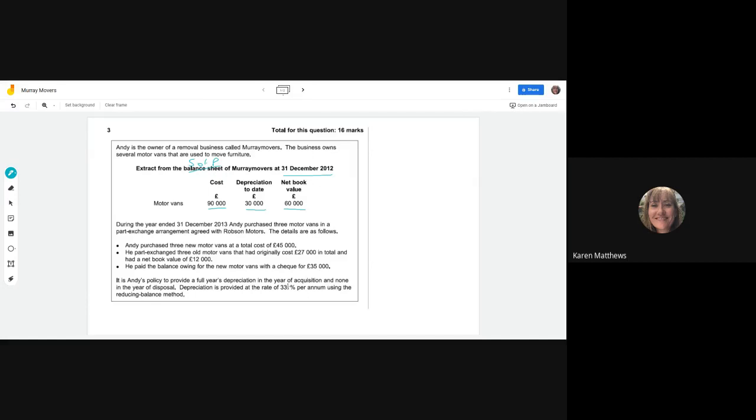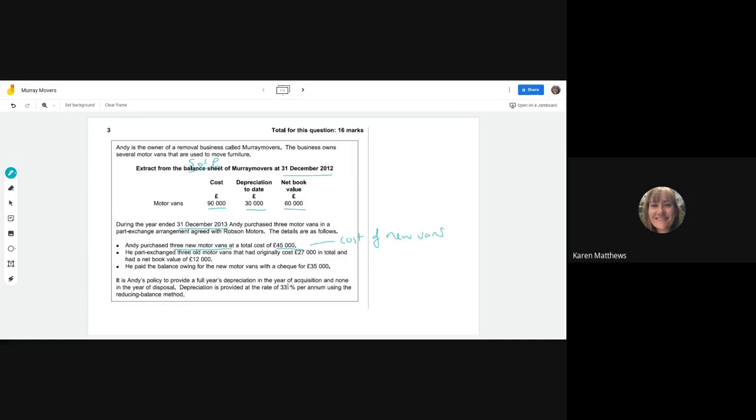Okay. Additional information: during the year ended 31st of December 2013, which is the year we're dealing with, Andy purchased 3 vans in a part exchange arrangement agreed with Robson Motors. The details are as follows. So Andy purchased 3 new vans at a total cost of £45,000. So that's the cost of the new vans.